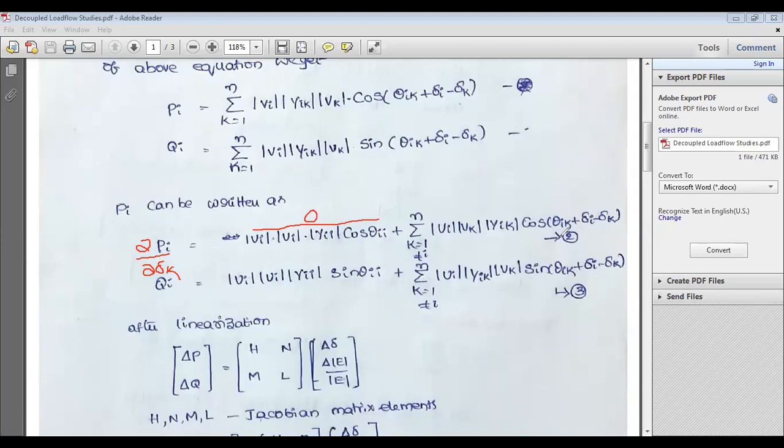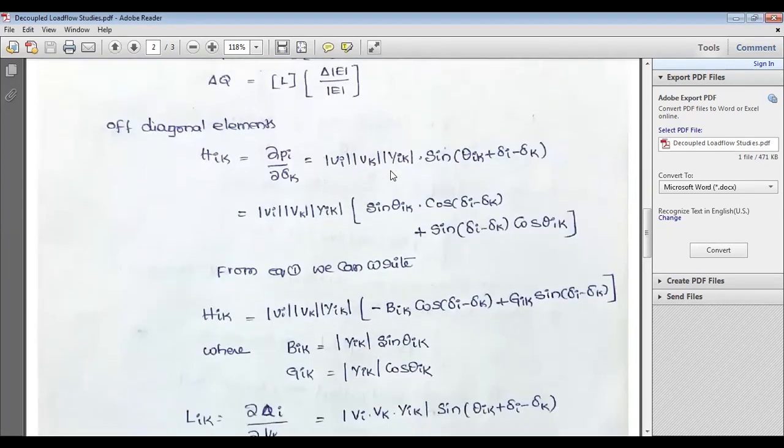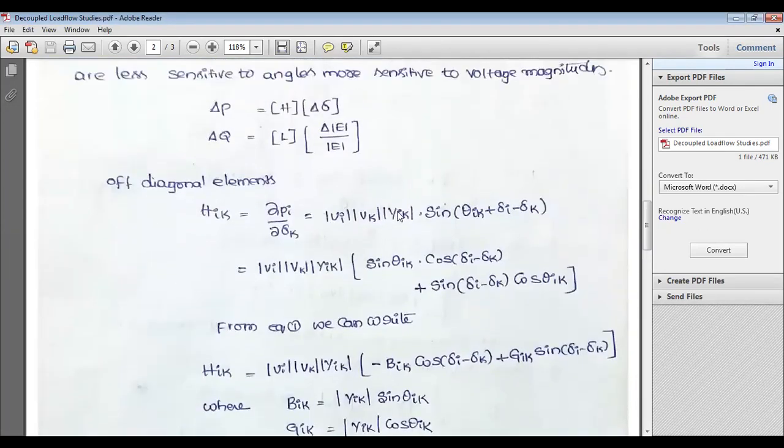Now the only thing is you need to apply partial differentiation for this particular case. For this particular case, now what you will get? Vi, Vk, Yik is a constant. You can apply the first partial derivative of this cos of theta ik plus delta i minus delta k, right? Now let us see what you will get.